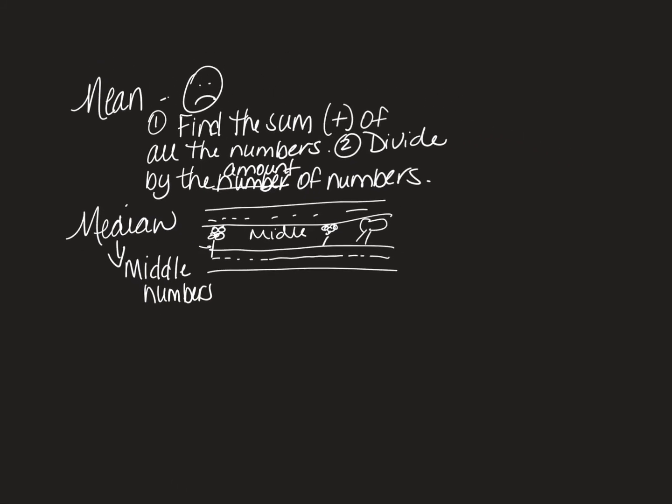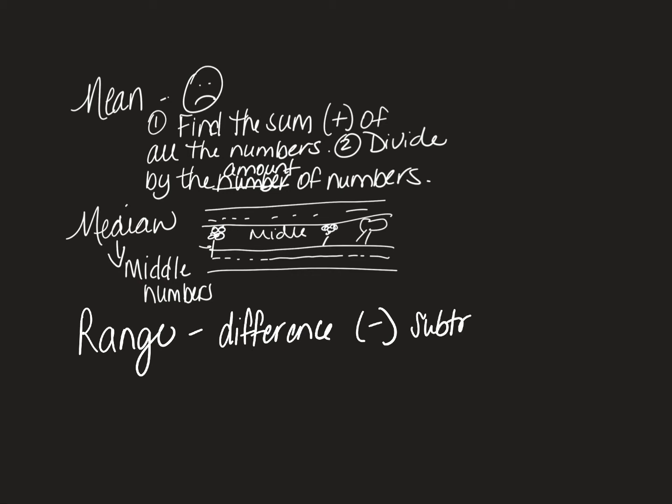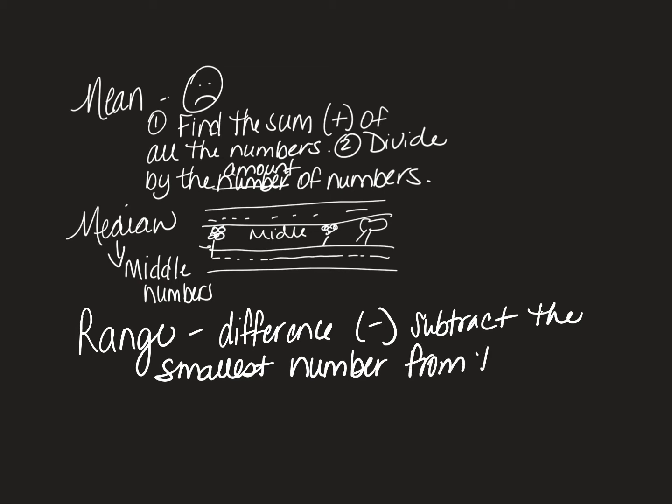Okay? So then range, when you think about range, you think about a range of something, right? So here you're finding the difference, which is subtraction, right? So you subtract the smallest number from the largest. And that gives you your range.